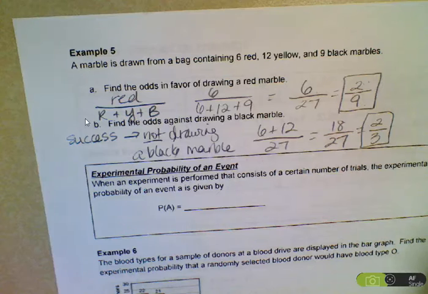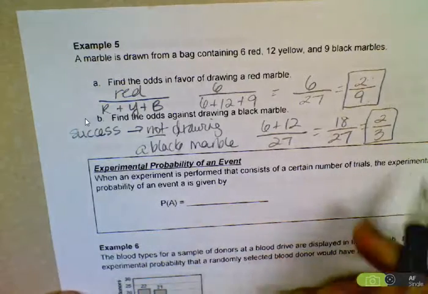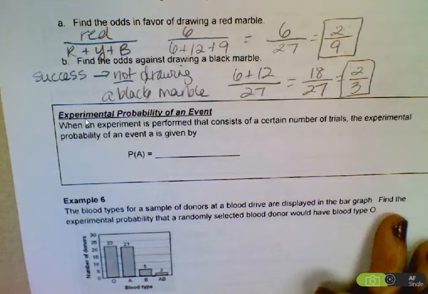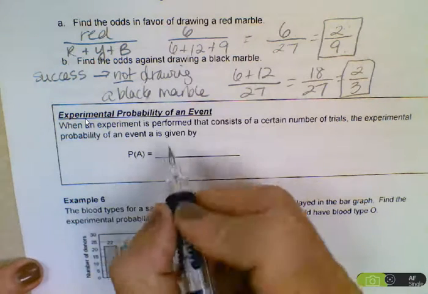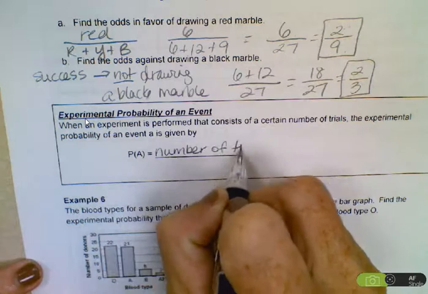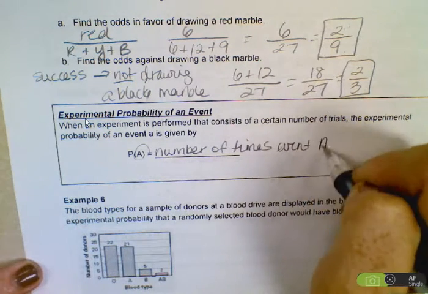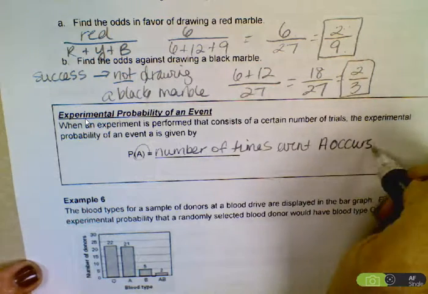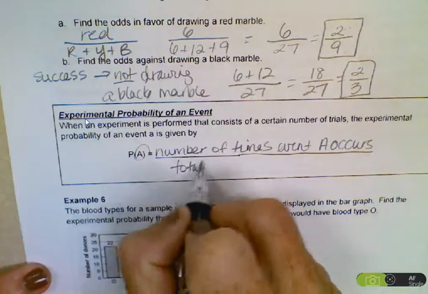So for experimental probability of an event, when an experiment is performed that consists of a certain number of trials, so you roll a dice 5 times, you choose 5 cards from a deck, you flip a coin 10 times. That's the certain number of trials. The experimental probability of event is given by the number of times event A, we're using A here, event A occurs. Let's extend that line all the way out, and out of the total number of trials.